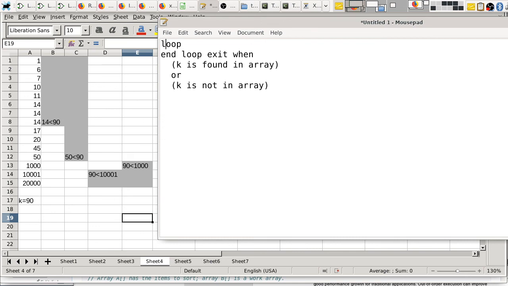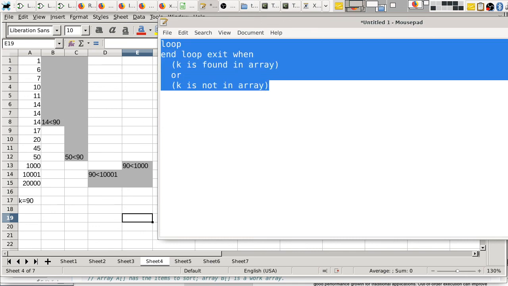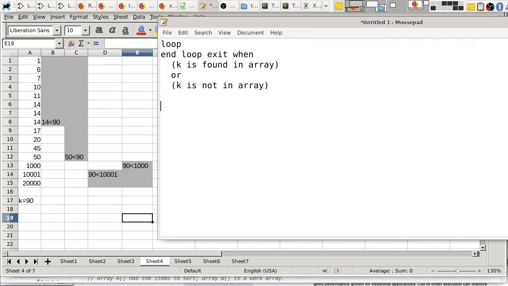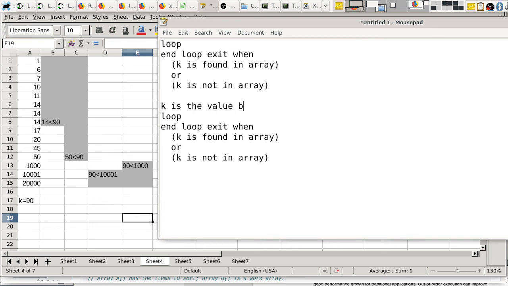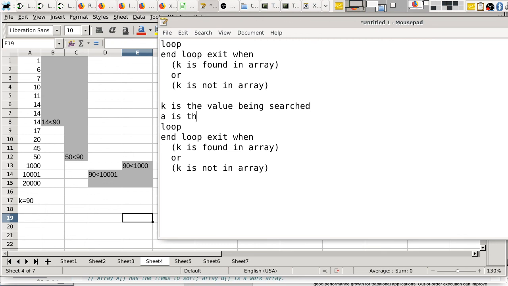So this is our first iteration of the attempt to write an algorithm. I know it doesn't look like an algorithm, but we work on this step by step. So the next thing we want to do is to say, well, let's say we're not just talking about array. Let's give the array a name. So we'll start to name things. So k is the value being searched. A is the name of the array.